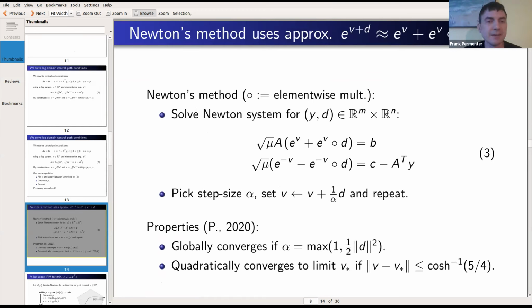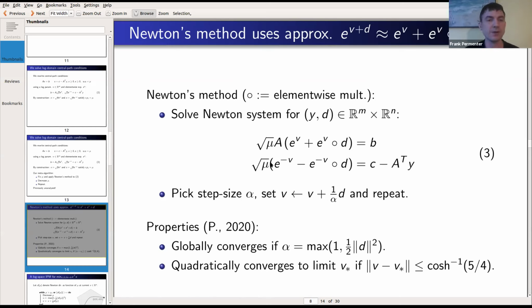Okay, so Newton's method applied to these log domain central path conditions takes the following form. So all I do is I substitute in the first order Taylor series approximation of the exponential function into my central path conditions. And this gives me linear constraints on the update vector D, the Newton direction D. Okay, so I solve a linear system for this direction D, and then I update my log parameter V along this direction, perhaps scaling it by some step size.